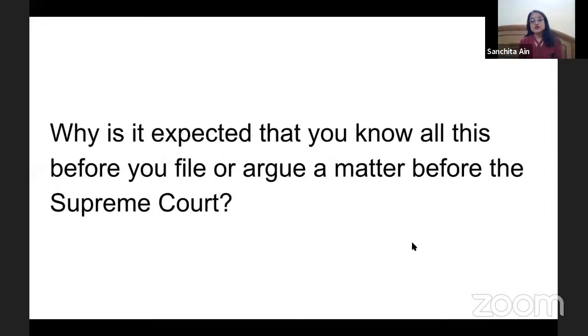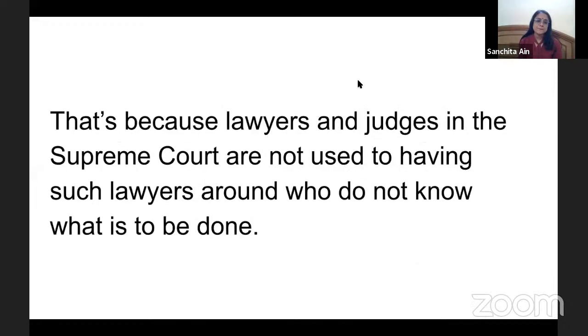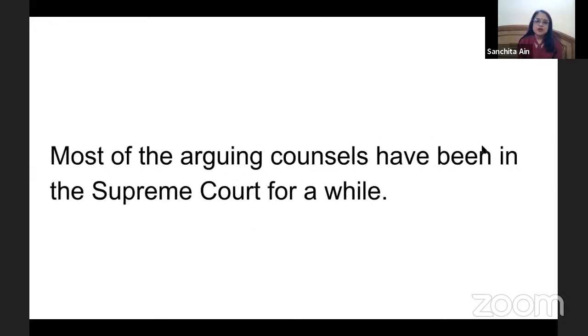Why is it expected that you know all this before you file or argue a matter before the Supreme Court? As I was telling you, you first have to clear this exam and only then you are allowed to file. That's because lawyers and judges, and I told you this point as well. We can move on to the next slide.